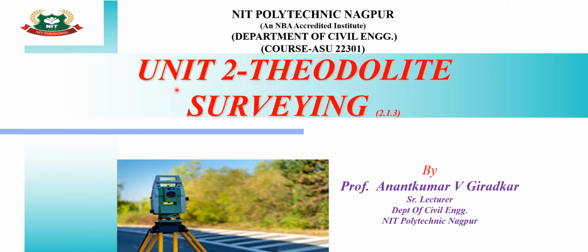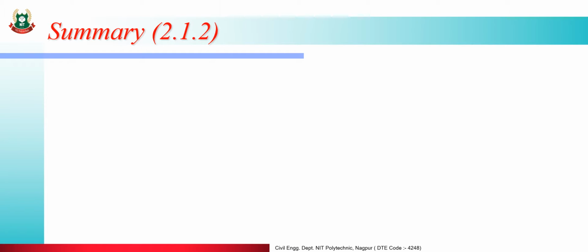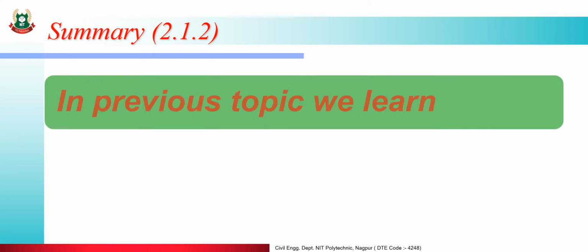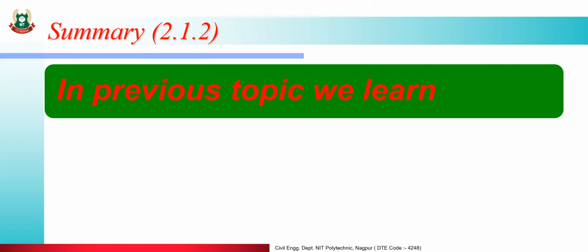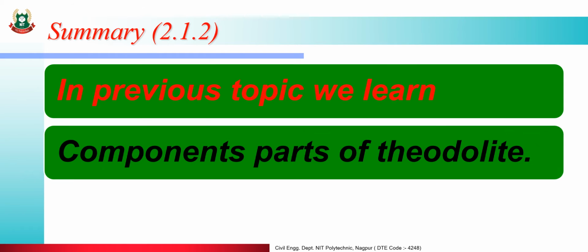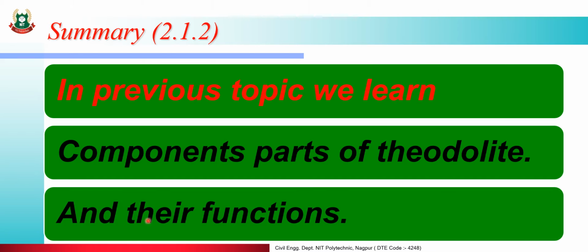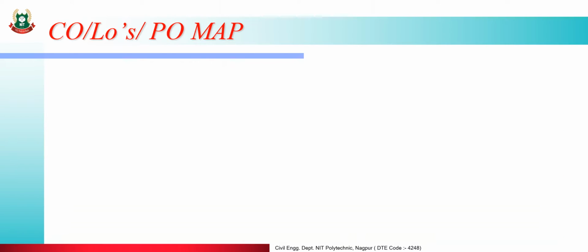Today we learn Unit 2, Theodolite Surveying, and the topic is 2.1.3. Now, summary of the last lecture. In the last lecture, in the previous topic, we learned the component parts of the theodolite and their functions. Okay, that was the previous topic.